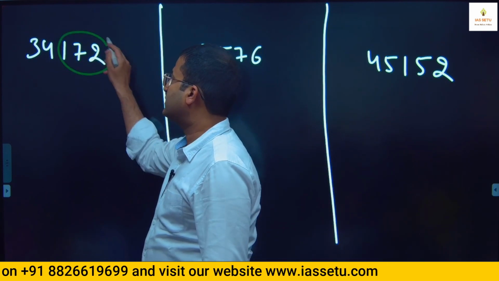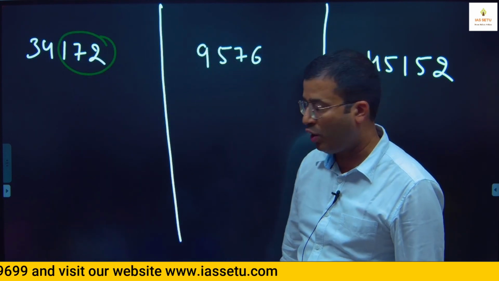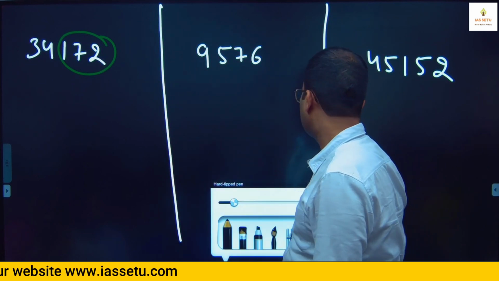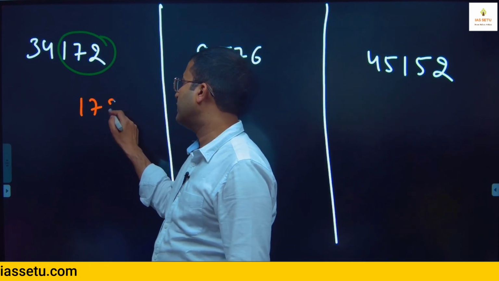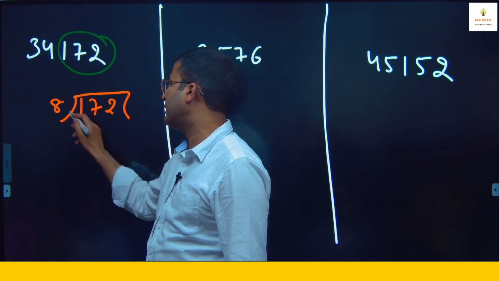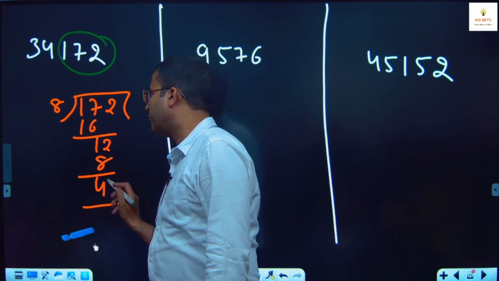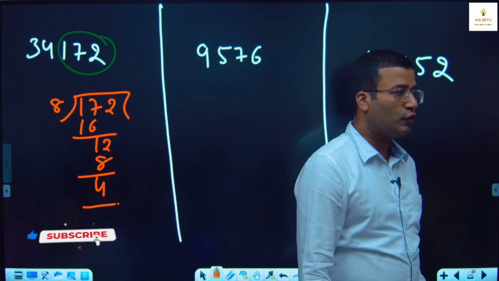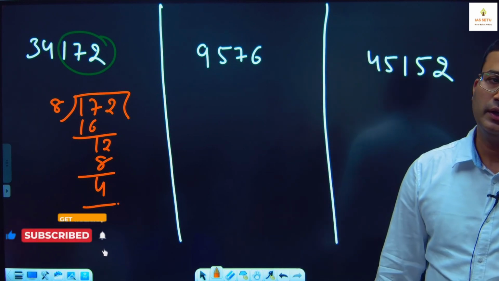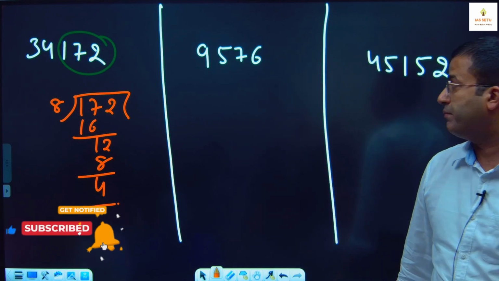Now here, is this number divisible by 8? No. Then what is the remainder? So we check 172, you divide by 8: 16, 12, 8. What is your remainder? 4. So the first number is not divisible, it gives remainder 4.